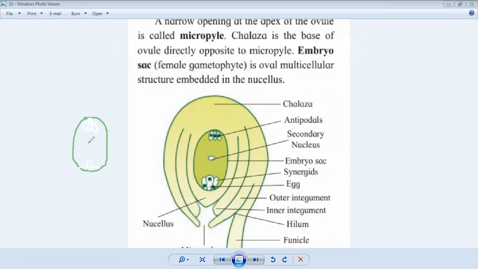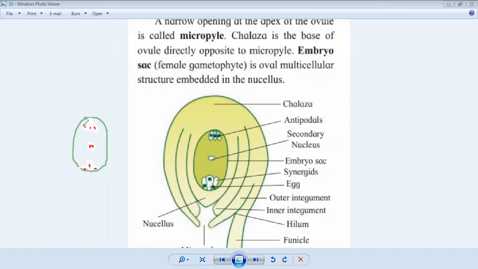And at the center, there is a presence of secondary nucleus. So completely, that seven-celled, eight-nucleate structure is there. So you can see here that this is the first nucleus, this is the second nucleus, this is the third nucleus. Here there are two nuclei, which are fused. Here is the one, here is the one again, and here is the one.